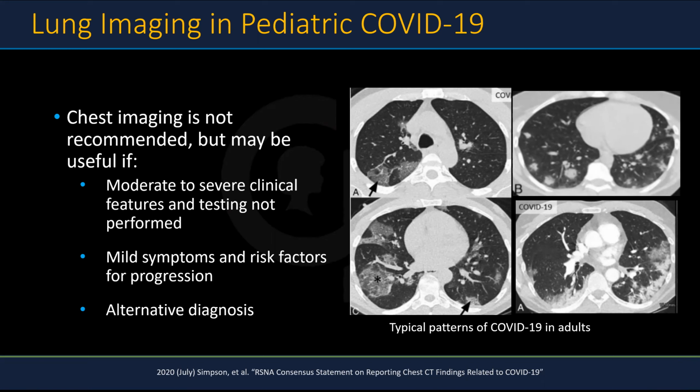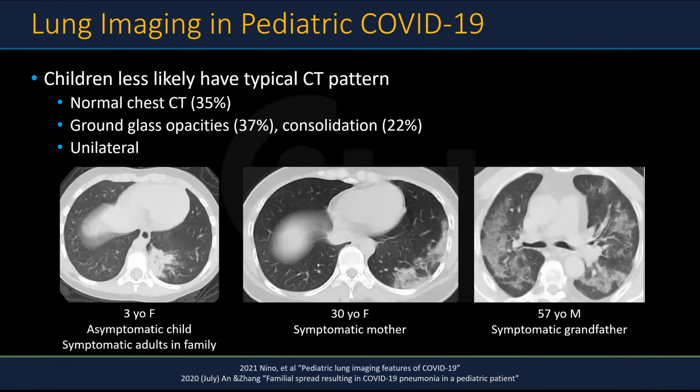So the typical appearance of COVID-19 on chest CT in adults is characterized by bilateral, patchy ground glass opacities, which may also be nodular, and as the disease progresses, become more confluent and subpleural. However, children are much less likely to have this typical CT pattern. So children may present with a normal chest CT in about 35% of cases. When there are CT abnormalities, ground glass opacities are much more common, and consolidation may be present in 22%. However, the disease in children tends to be more unilateral, while in adults it's more bilateral.